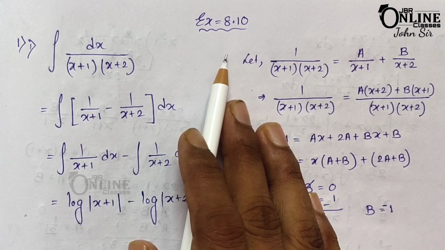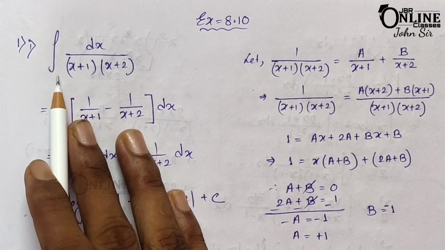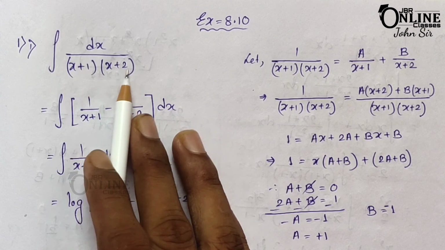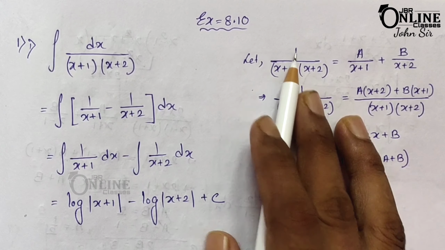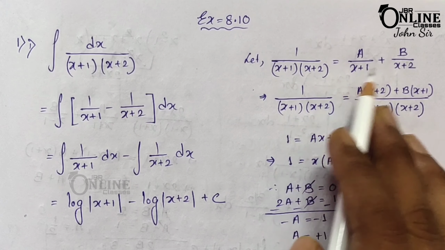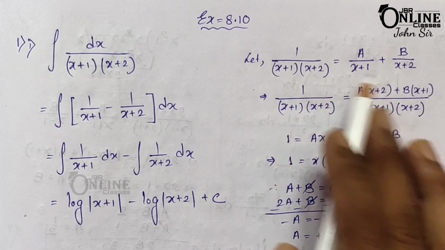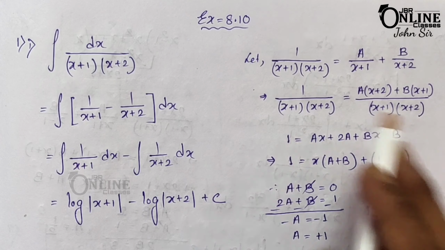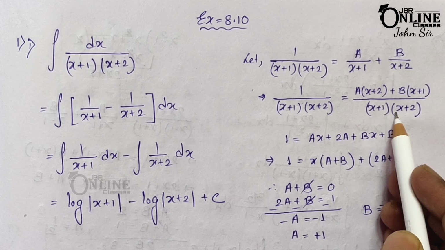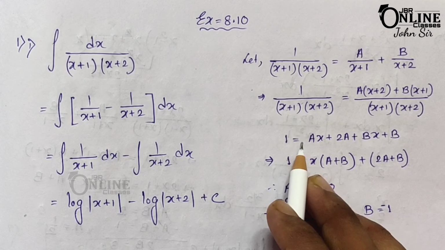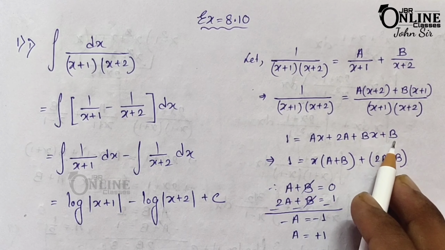So here is exercise 8.10 from the book of ML Agarwal, and the first problem: integration dx by (x plus 1)(x plus 2). Now, as you know, first let 1 by this equal A by (x plus 1) plus B by (x plus 2). Clear? Now the LCM will be (x plus 1)(x plus 2). So x plus 1 cancels out, x plus 2 cancels out, and it will be 1 equal to A into (x plus 2) plus B into (x plus 1).